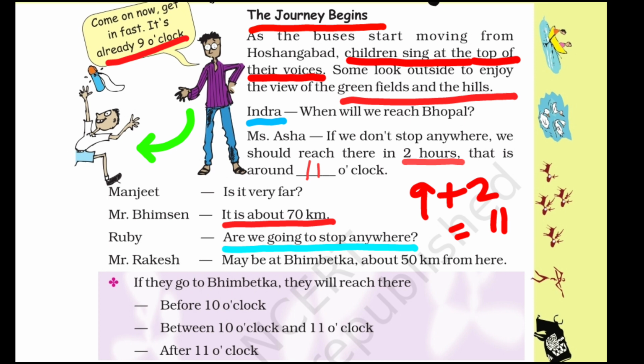So we already know if we don't stop anywhere, we should reach there at 11 o'clock. But if we are stopping somewhere at Bhimbetka, we will not reach there at 11 o'clock, obviously after 11 o'clock. So I'm going to select the answer as we will reach after 11 o'clock. Okay, so let's see the next one.